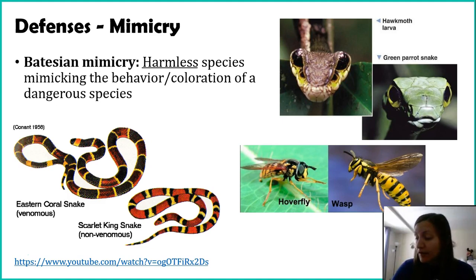One of them is poisonous, one of them will hurt you, one of them will sting you, but the other organism with the same coloration is actually harmless. It's not doing anything. So we'll talk about this example up here because these are very different organisms. We have a green parrot snake and this hawk moth larva, aka a caterpillar. And if you look at the face of this caterpillar, you're like, oh hell no, that's a snake, right? But it's a caterpillar.